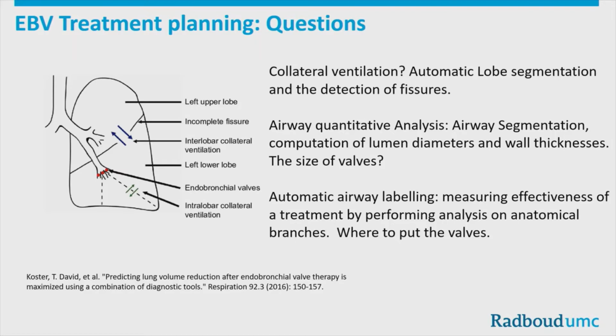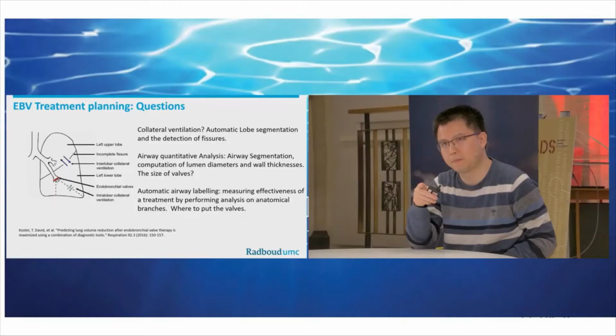One important question is whether there is a collateral ventilation or not. In the case shown on the left side of the image, if you see there are two lobes here, upper and lower, and you want to treat the right lower lobe by placing the valves on the small airways indicated by those red dots, allowing the air only to come out, not come in, this is not going to work because there is a backdoor path between the lower lobe and the upper lobe. That's called collateral ventilation.